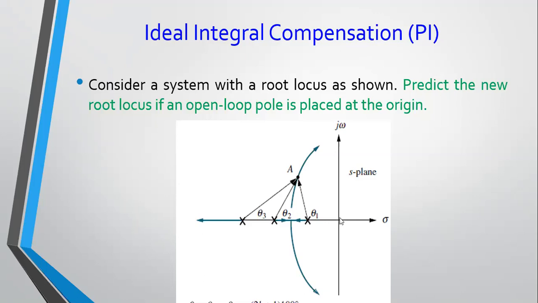Like we said, when you introduce a pole at the origin, you're increasing the type of the system, so you are in a way allowing the system to deal better with steady state error. We've seen that in the chapter on steady state error. Just to give you a simple example.